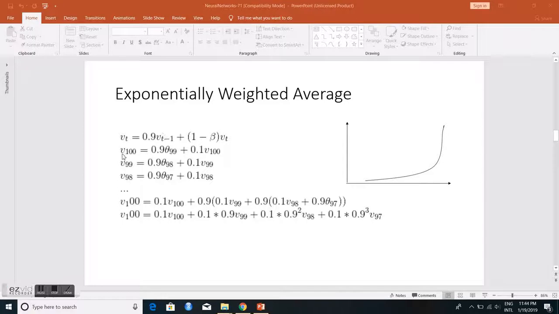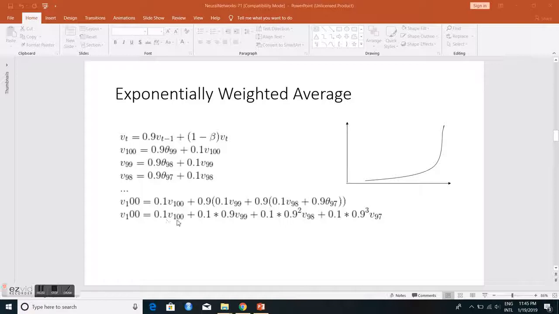So what does this exponentially weighted average do? Again, assuming we have this generalized formula, which is Vt is equal to beta times the previous value Vt minus 1, plus 1 minus beta times the value at that particular point, which is theta t. Here I'll just substitute some values. Assume at the 100th point, v100 is 0.9 of v99 plus 0.1 theta 100. And v99 is 0.9 v98 plus 0.1 theta 99, and so on.